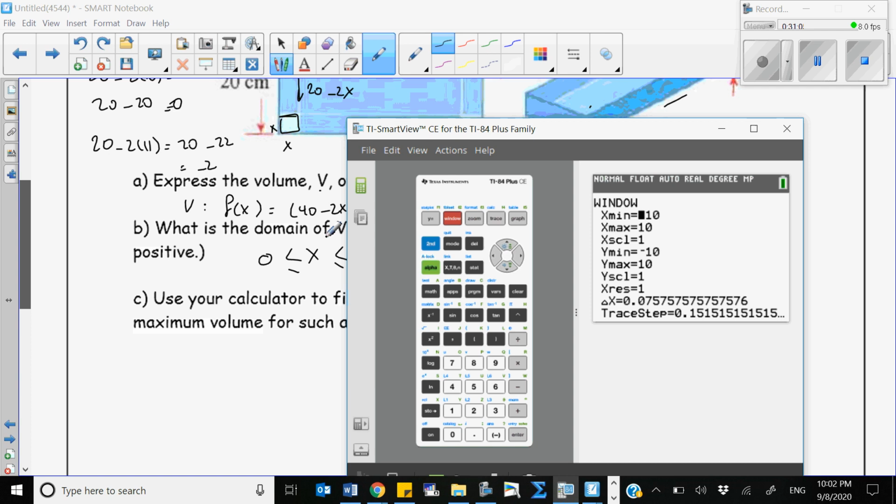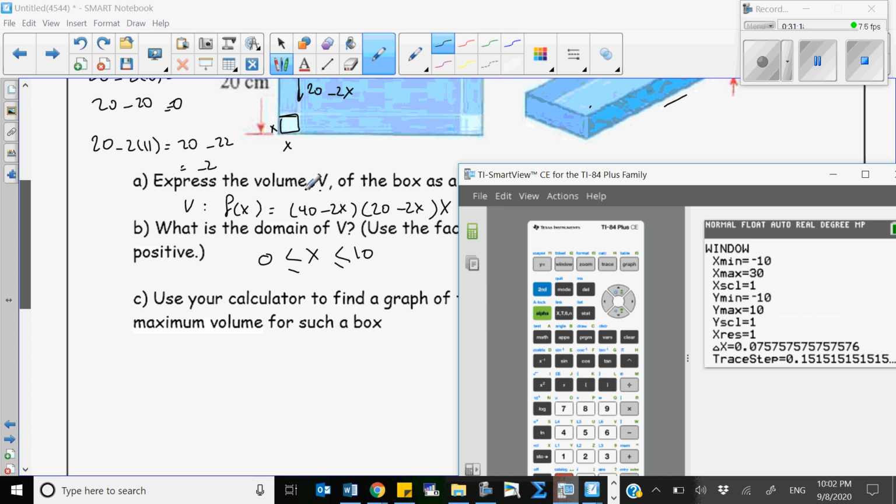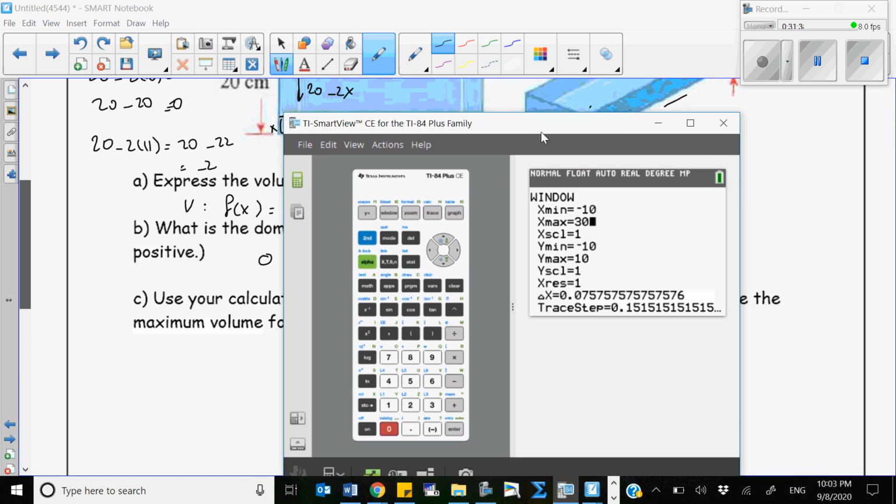So window could be, let's make it, I don't know, 30. Now, what is the maximum y value here? Okay, here I have 40 minus 2x times 20 minus 2x times x. So it's 40 times 20 times something else. So 40 times 20 is 800. The x could be at most 10. So 800 times 10 is 8,000. I'm going to try that, see what happens.